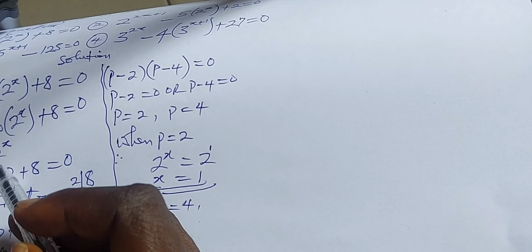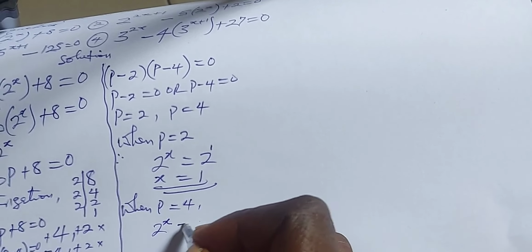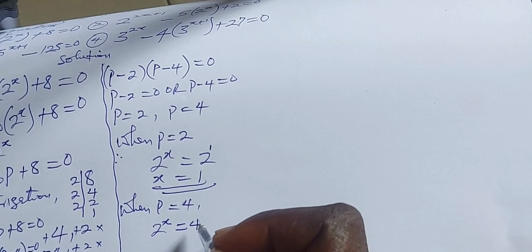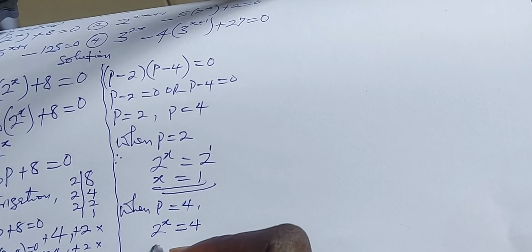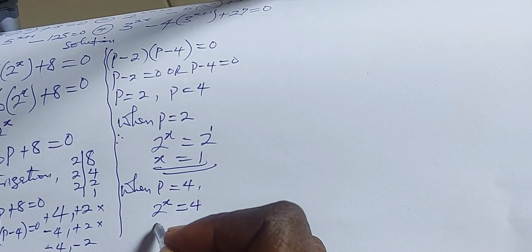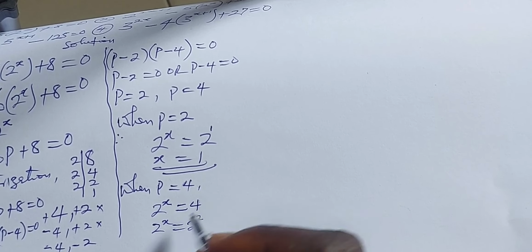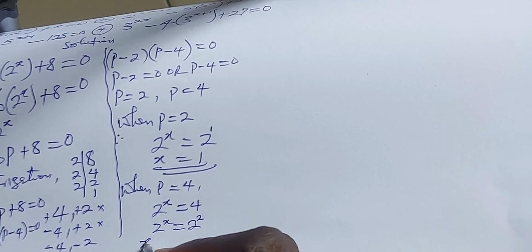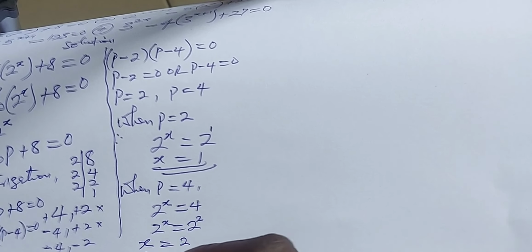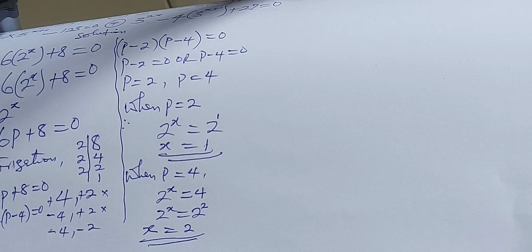Remember, p is equal to 2 raised to the power of x, and 2 raised to the power of x equals 4. But there is a power of 2 that will give you 4. So you go further to write 2 raised to the power of x is equal to 2 raised to the power of 2. Like I said before in my previous video, base equals base, equate powers, and x is equal to 2. So the two values of x are 1 and 2.